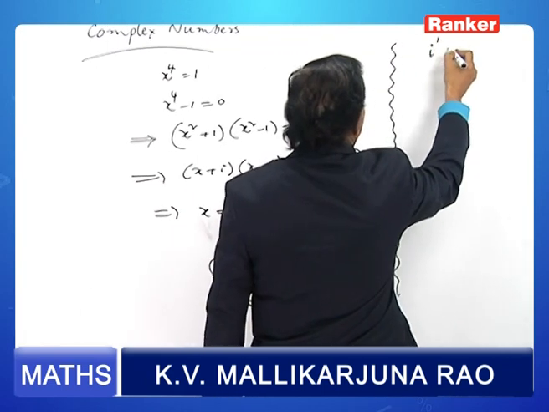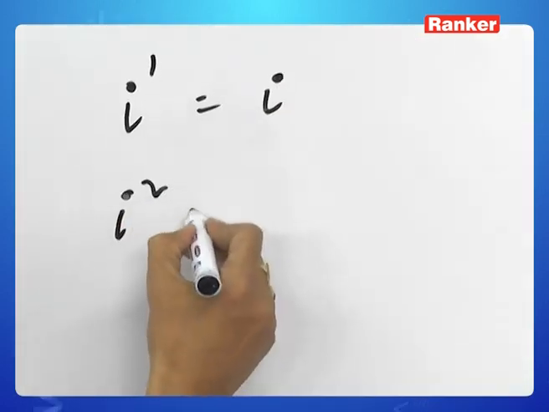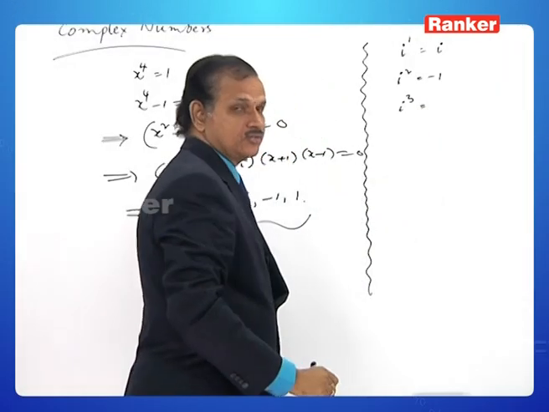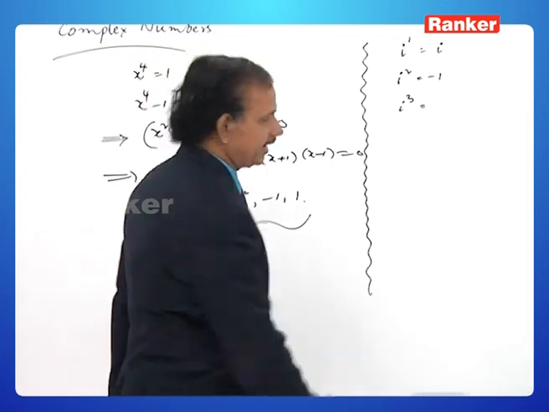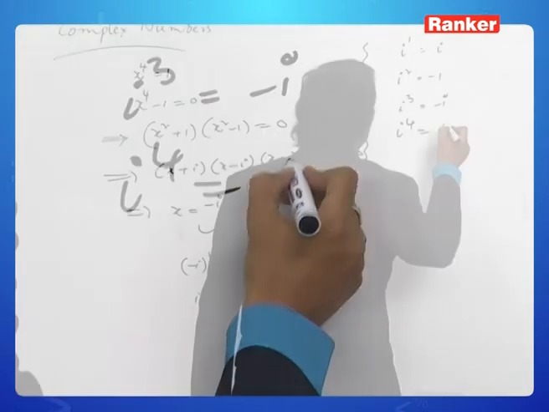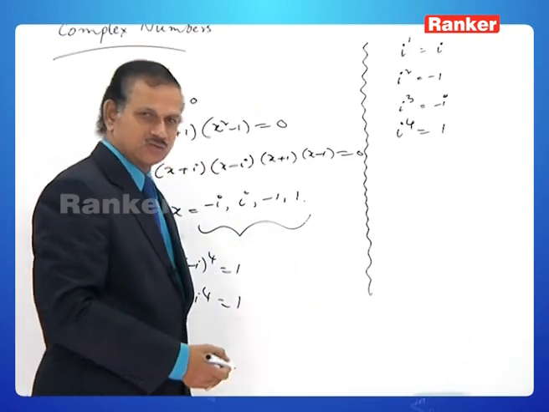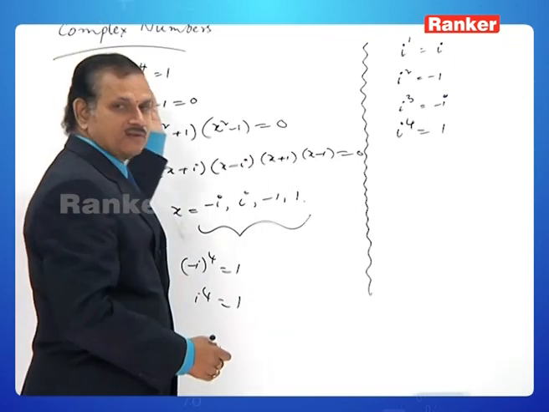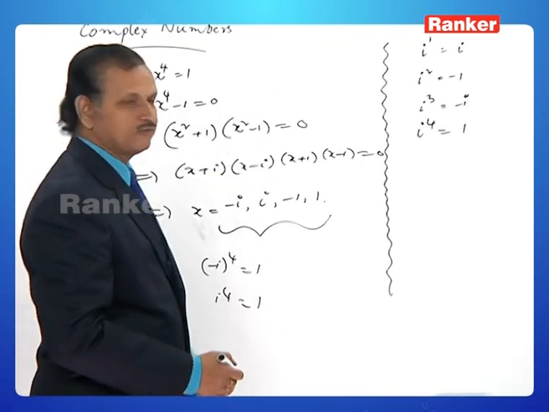What is i power 1? i. What is i square? Minus 1. What is i cube? i square into i, that is minus 1 into i, that is minus i. i power 4 is equal to 1. Why is it 1? i square whole square, that is (minus 1) whole square, that is 1. Not only that, i is the fourth root of unity, that is the root of the equation x power 4 is equal to 1. Hence it should satisfy that equation. So i power 4 is equal to 1.